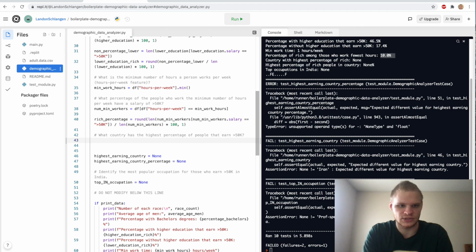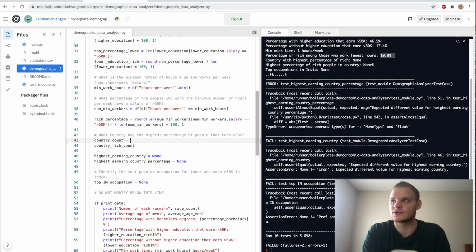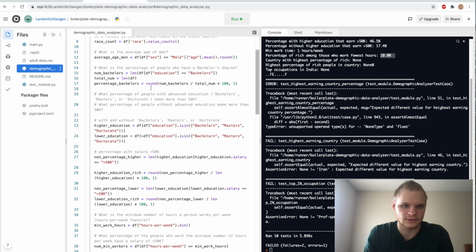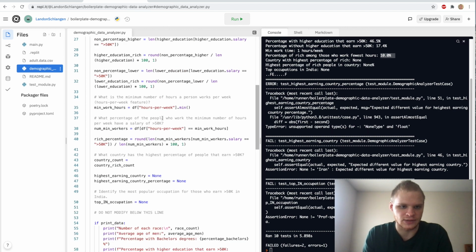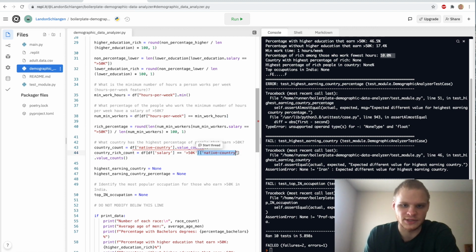We're going to need to find the country count, and we're also going to have to find the country rich count. So the country count is just going to be what we did with the race thing up here. I'm just going to copy that down, and instead of race, we're just going to do native country. So that will give us the counts of those. Country rich count, we find where their salary is greater than 50K, and then we grab their native country, and we do value counts all the same.